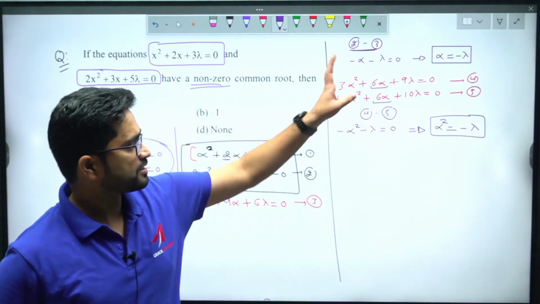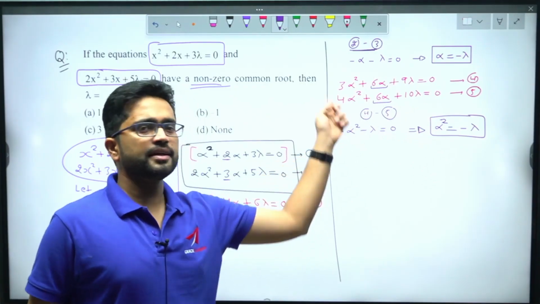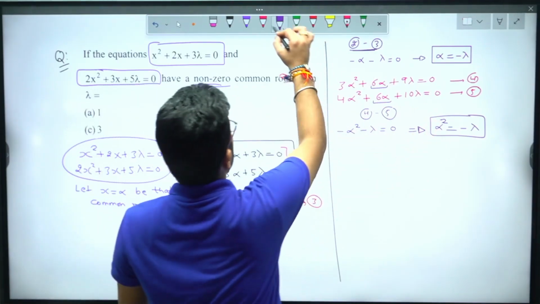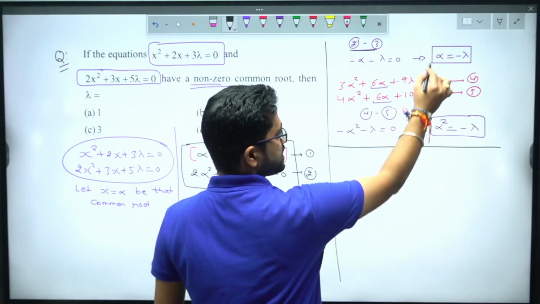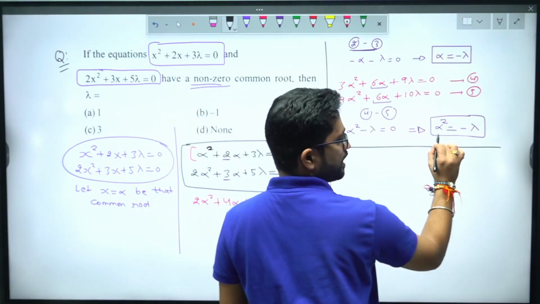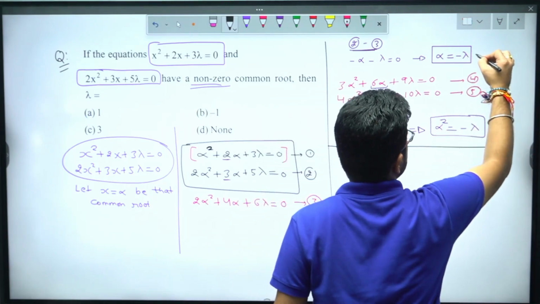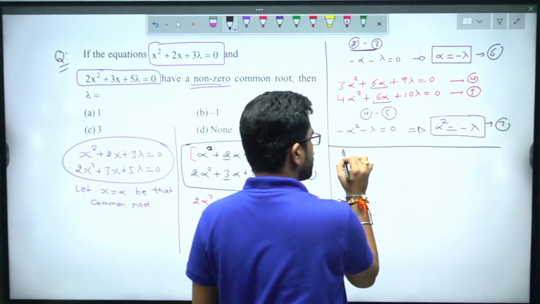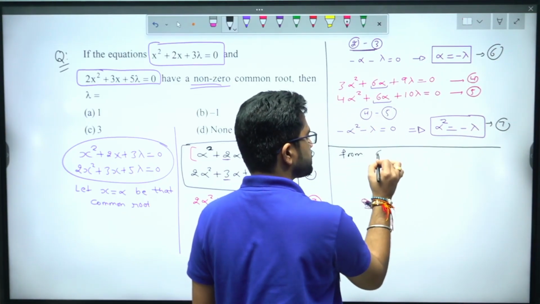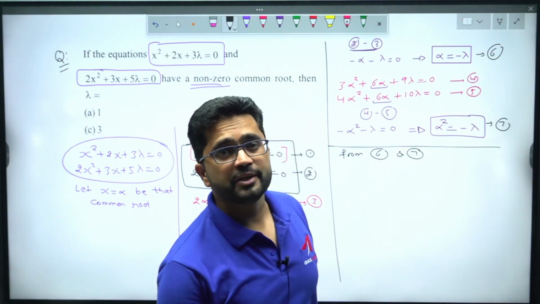So what is the final conclusion? Alpha comes out to be minus lambda, alpha square is minus lambda. That's it. Now I'll go for the final step. Guys, alpha square is minus lambda, alpha is also minus lambda. From these two equations, let me label this as equation number 6 and equation number 7. Now from equation number 6 and 7, can we eliminate the value of alpha?